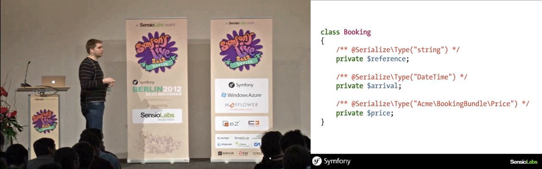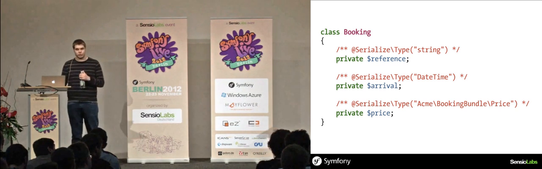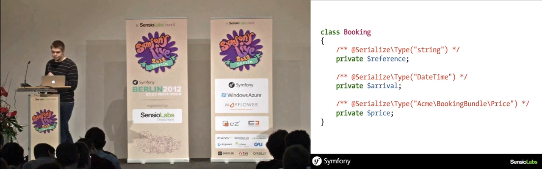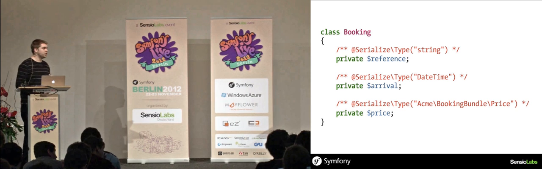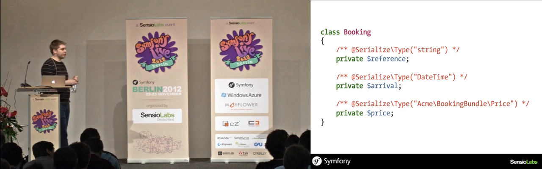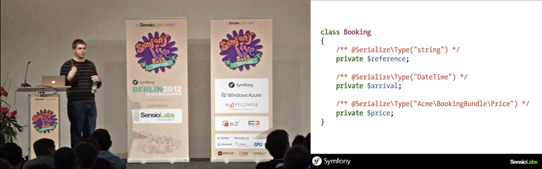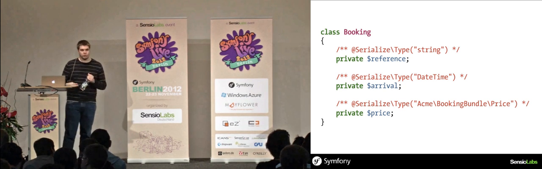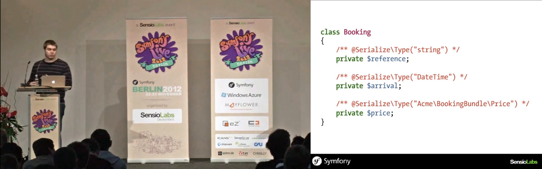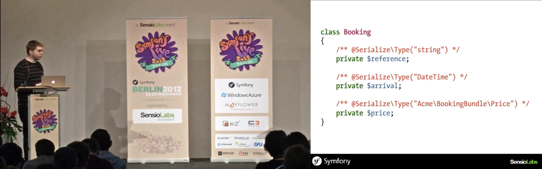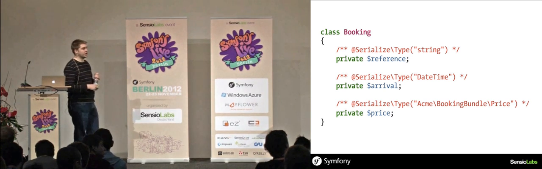You can type a string. You can type, for example, datetime. So when you unserialize, when you resurrect the object from an XML or JSON or YAML string, you want to get back a datetime object in your arrival property. So you can type datetime, and the serializer component will automatically convert a date string to a datetime object. But you can also resurrect a dependency using this type option.